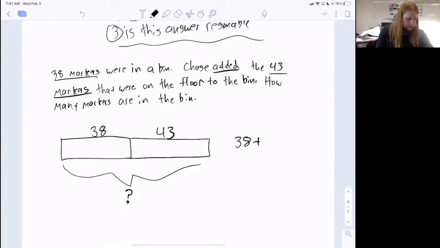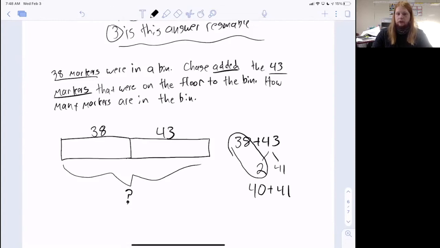So we have 38 plus 43. Oh, those numbers are kind of weird. Okay, I'm going to create my number bond. And I need a 2 right here to make 38 into 40. So I'm going to take a 2 away from the 43. And remember, that's a part of the whole. So I also need 41 because 2 plus 41 makes 43. So now I'm going to combine this 2 and this 38 together, which gives us 40, but we still need this 41. So now we have 40 plus 41, which is 81. So our whole is 81.